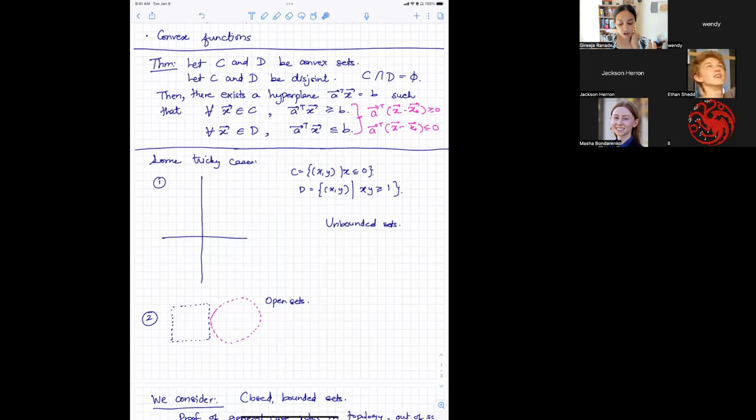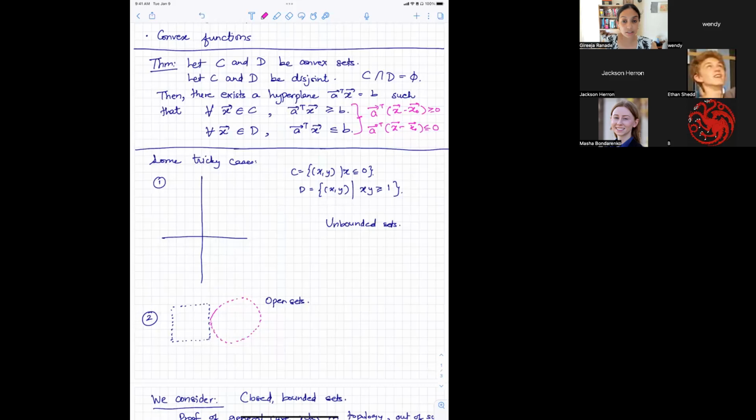So last time we didn't talk about some tricky cases that can arise in this situation. In particular, we did not talk about the case where some of the sets might be open, or you might have unbounded sets. And it might not be obvious that actually you can find separating hyperplanes in some tricky cases. Even though the sets are clearly convex, separating hyperplanes can be tricky, but it turns out that they absolutely exist.